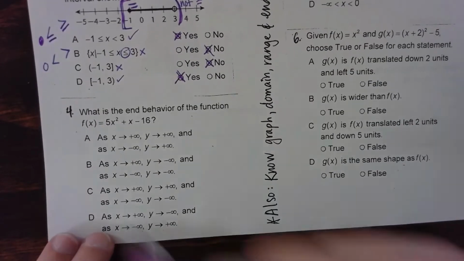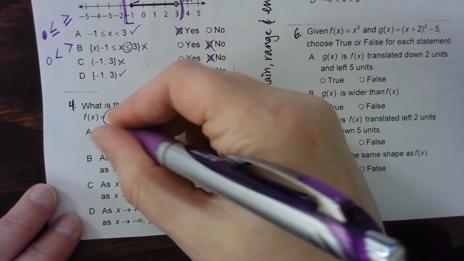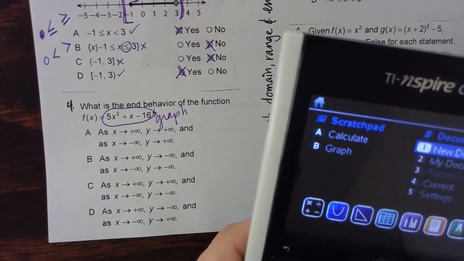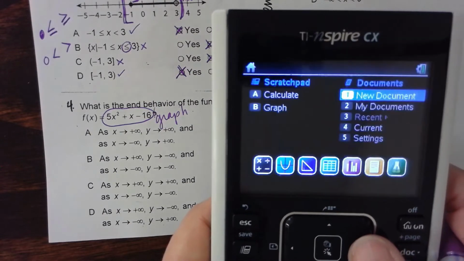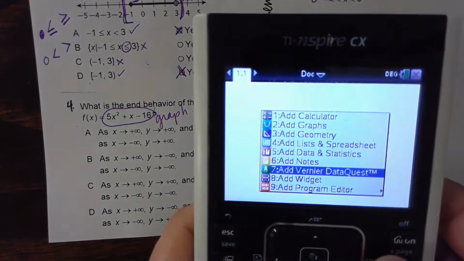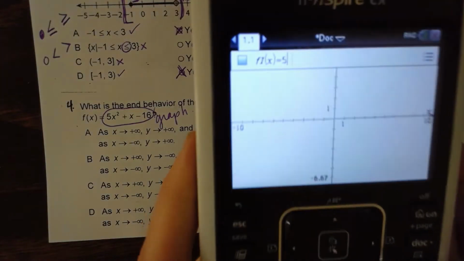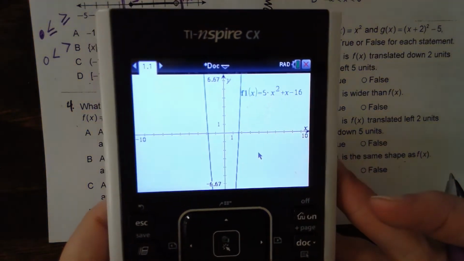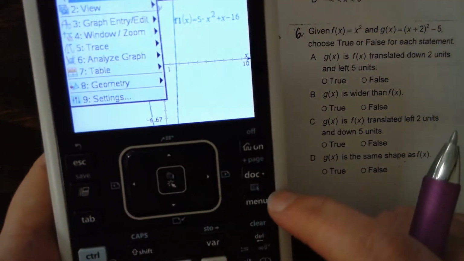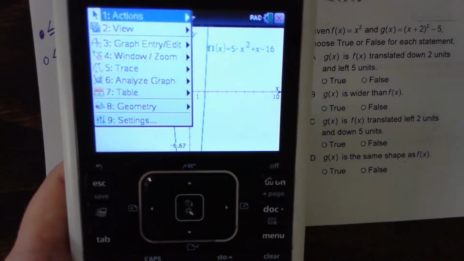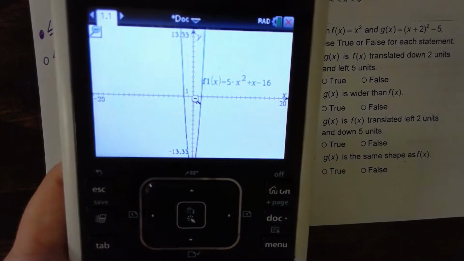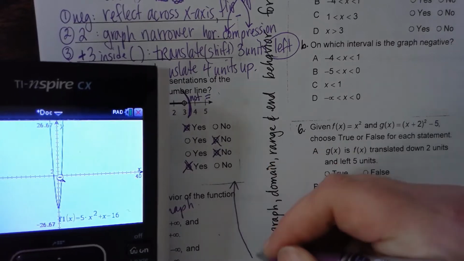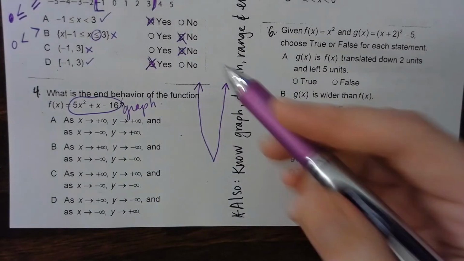Okay. All right, for end behavior. We're going to take this equation right here, type it into our graph, and look at a picture of it. So 5x squared plus x minus 16 looks like this. I'm actually going to zoom out just a little bit. I'm going to go to menu, zoom, which is 4, zoom out just a little bit. So this is a parabola, and it's really skinny, and it goes like that forever and ever, right?